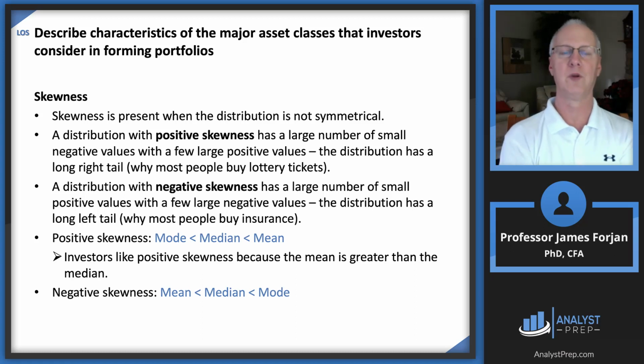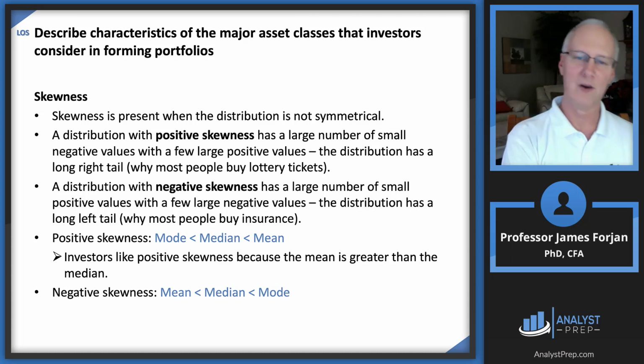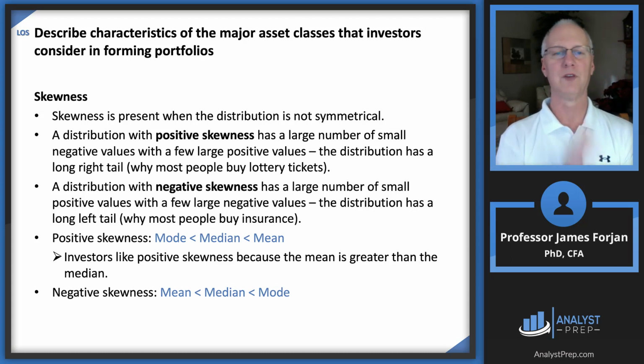So the third moment of the distribution is this thing called skewness. And what this tells us is whether or not there are more returns on one side of the mean than on the other side of the mean. Remember, a normal distribution is a mirror image on both sides. But if you have positive skewness, you have a large number of small negative values with a few large positive values. It has a long right tail. Negative skewness has a long left tail. And there's some good indications of what you should probably memorize for the exam. Positive skewness means that the mode and the median are less than the mean. Negative skewness means just the opposite.